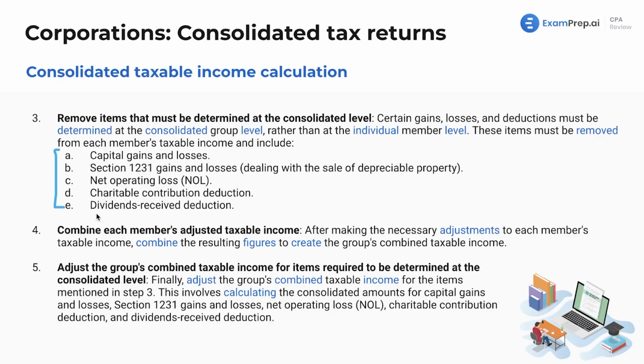Next up, we want to combine each member's adjusted taxable income. After making the necessary adjustments to each member's taxable income, we want to combine the resulting figures to create the group's combined taxable income. And lastly, we want to adjust the group's combined taxable income for the items required to be determined at the consolidated level. So finally here, we want to adjust the group's combined taxable income for the items mentioned in step 3. This involves calculating the consolidated amounts for capital gains and losses, 1231 gains and losses, NOLs, charitable contribution deductions, and our dividends received deduction. So you can make a flashcard of these.